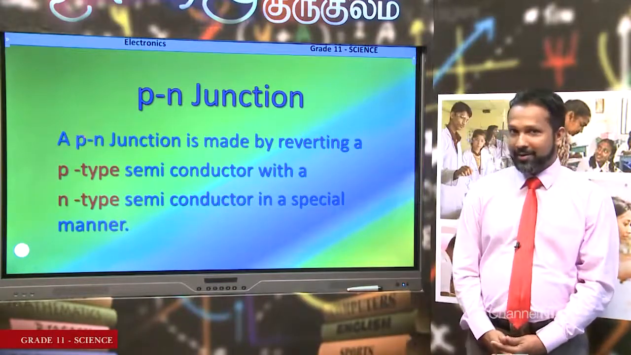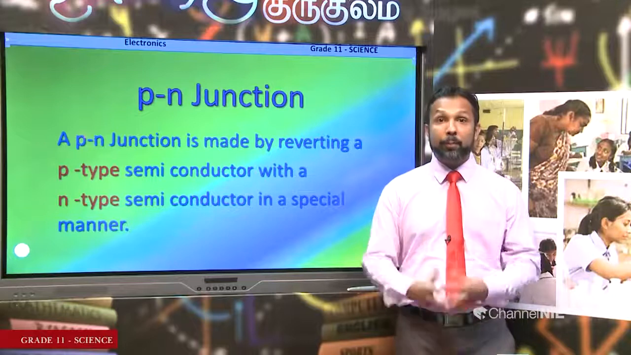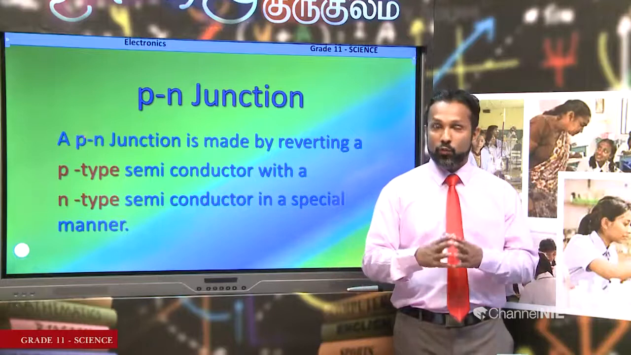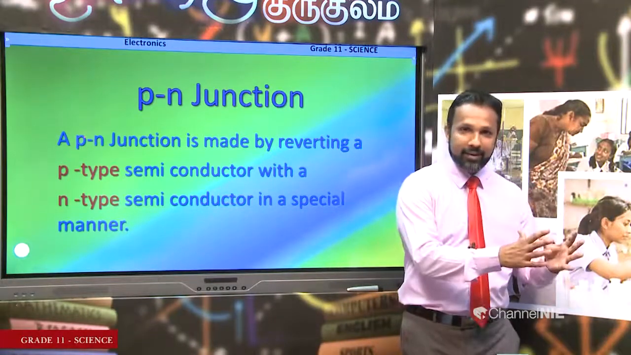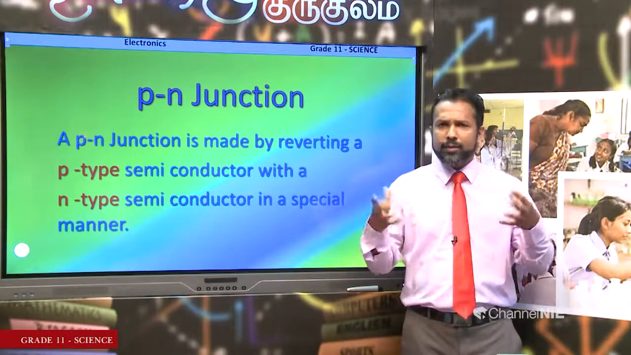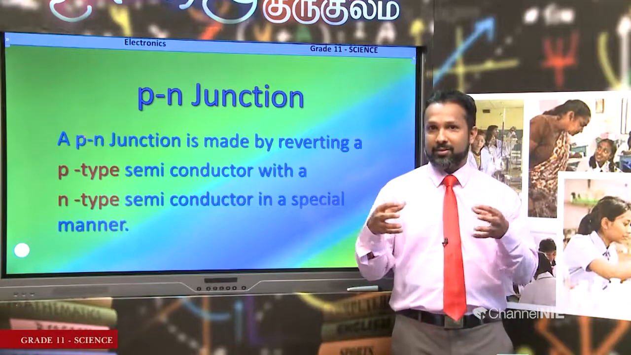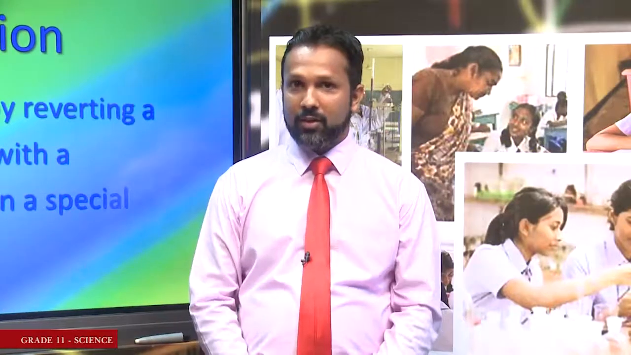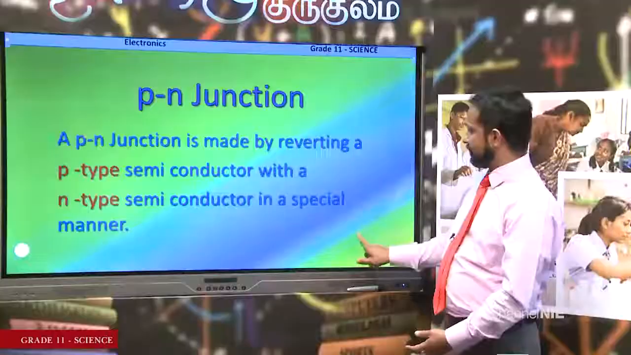Now, my dear children, let's focus our attention on the p-n junction. What is called a p-n junction? So far we studied about p-type semiconductors and n-type semiconductors. Then we are going to study what is meant by a p-n junction. Right. A p-n junction is made by joining a p-type semiconductor to an n-type semiconductor in a special manner. All right. Let's watch the formation of the p-n junction.